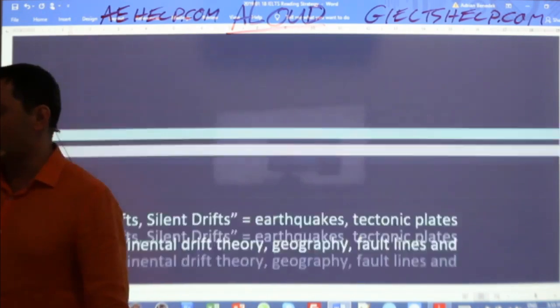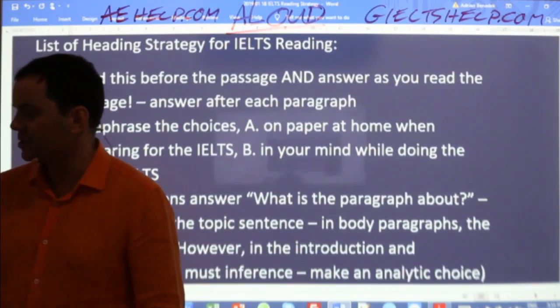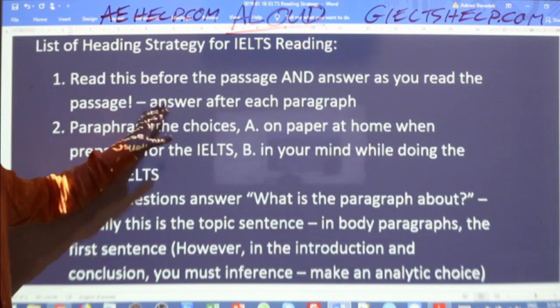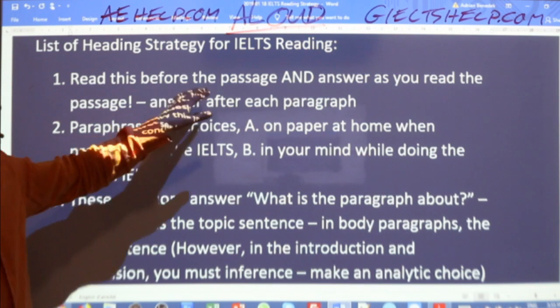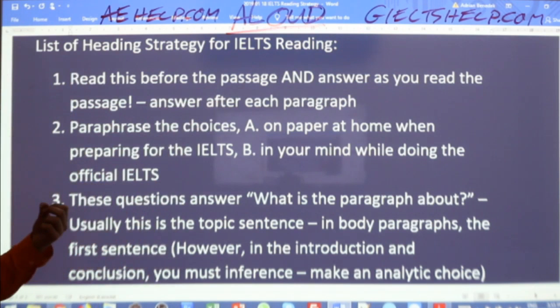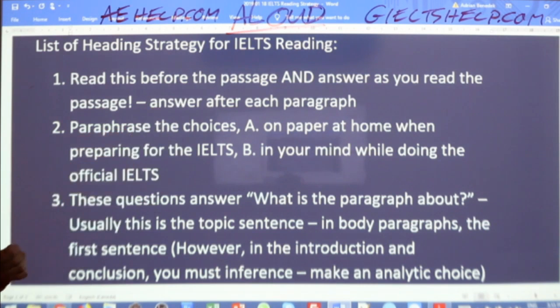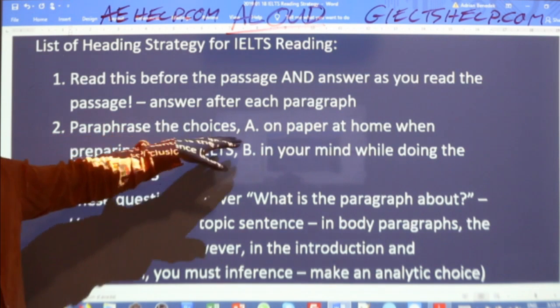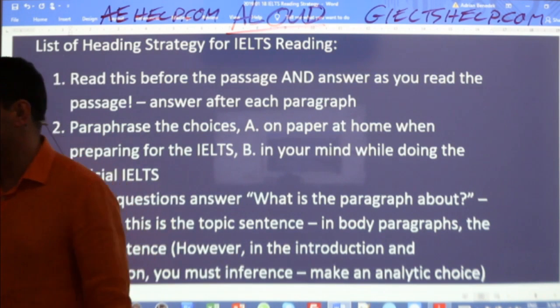Now, just a quick review before we wrap it all up. Remember, list of headings strategy, okay? List of headings questions. Read them before the passage. That's why they give them to you before the passage. Paraphrase them, okay? Answer them as you read the passage. So answer each paragraph as you finish reading it. Paraphrase the choices on paper at home, in your mind during the official IELTS.